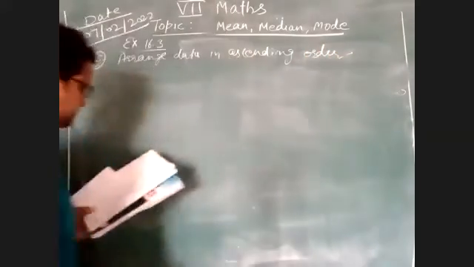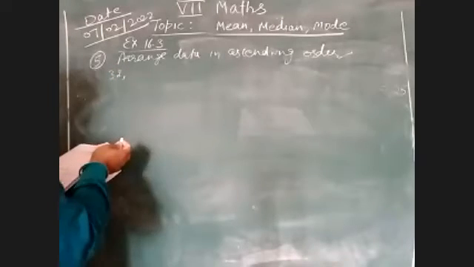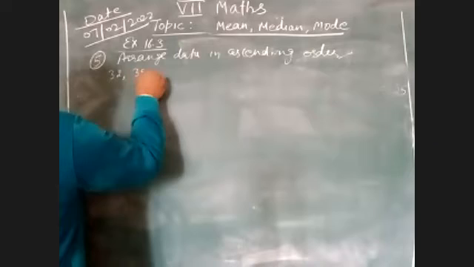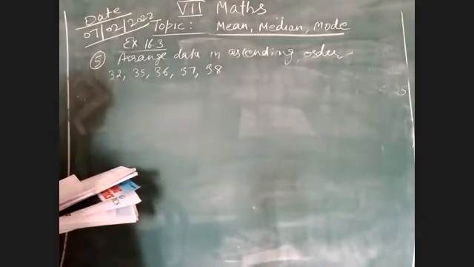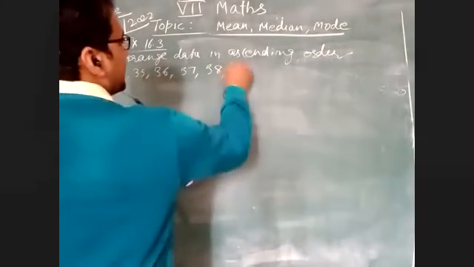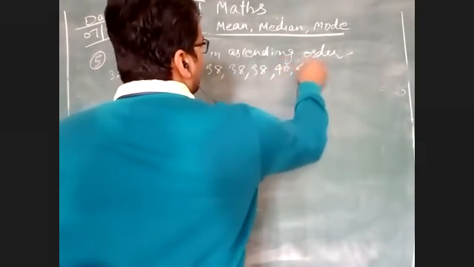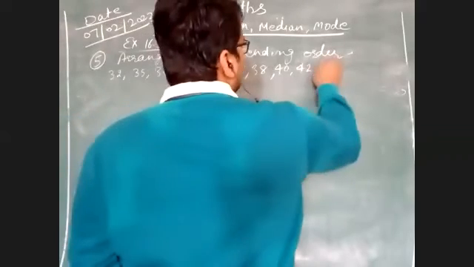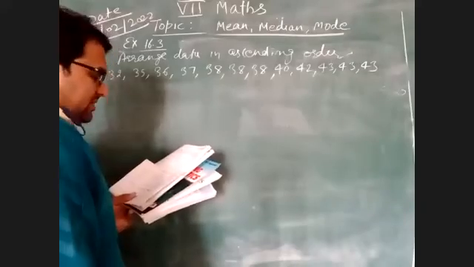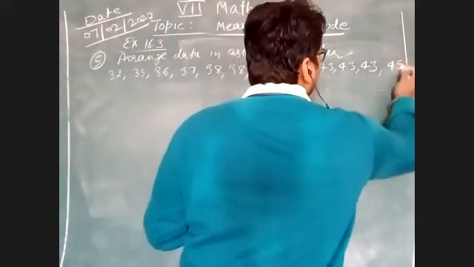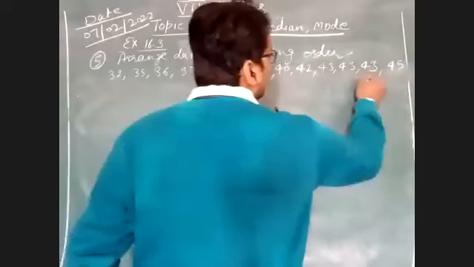So the first value will be 32 from your statement, and next will be 35, 36, 37, 38, and 38 is repeating, I think 3 times, then 40, 42, and 43 is also repeating 3 times. 43, then 45, and then this will become 47 and 50. I'm writing here 47 and 50.